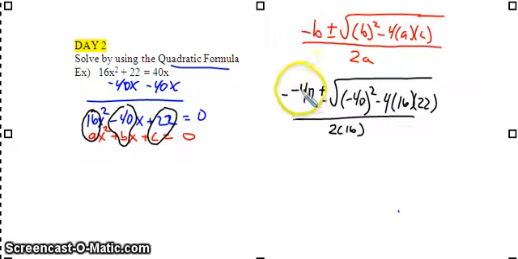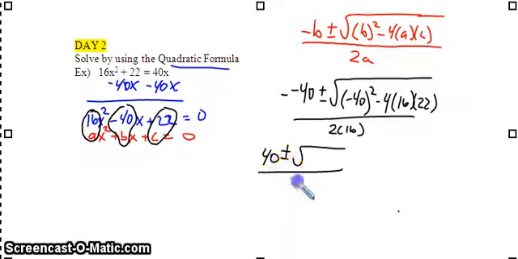Now when I simplify this, I like to simplify it in a very specific way. I'll reduce this or change it to positive if I can. I'll write down my square root sign. I'll figure out that that's 32, and then I'll type everything that's underneath the square root into my calculator, but not the square root sign. So I'm just going to figure out what negative 40 squared minus 4 times 16 times 22 is. And when I did that, I ended up getting 192.